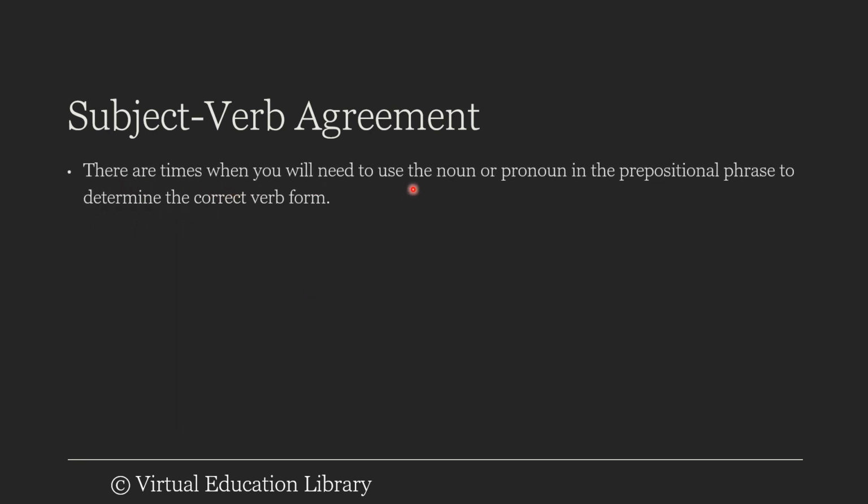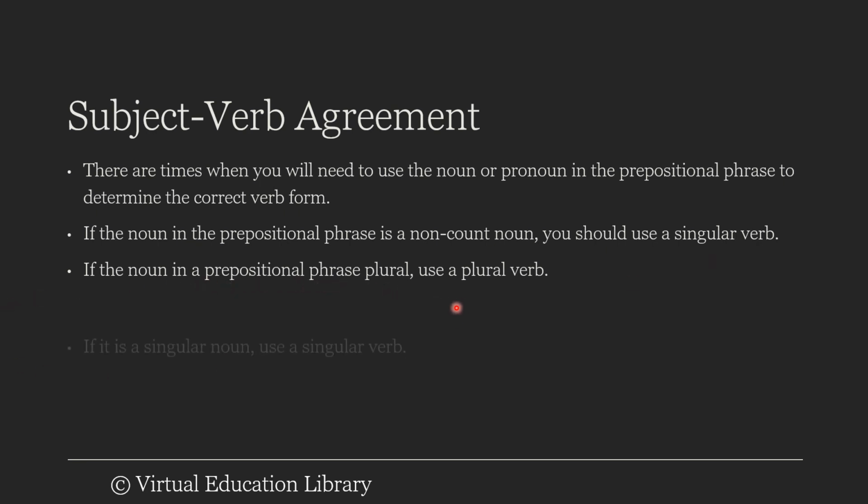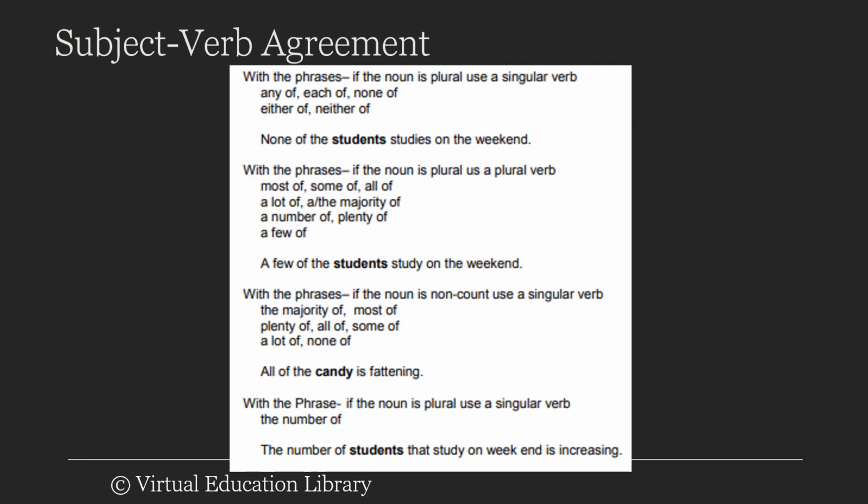There are times when you will need to use the noun or pronoun in the prepositional phrase to determine the correct verb form. If the noun in the prepositional phrase is a non-count noun, you should use a singular verb, because this is all about subject-verb agreement. If your subject is plural, your verb should be plural. If your subject is singular, your verb should be singular. If the noun in a prepositional phrase is plural, then use a plural verb. If it is a singular noun, use a singular verb. It will be clear from these examples.